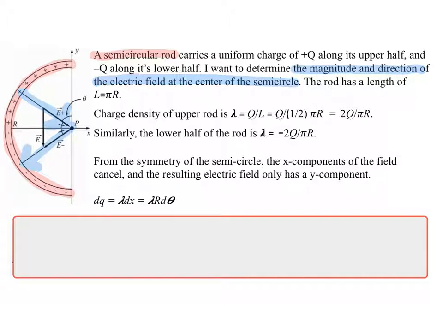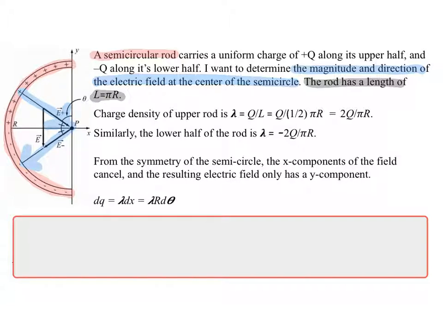All right. Then just the factoid that the rod is L equals pi r. Well, if it were a full circle, wouldn't it be 2 pi r? So this is just half circumference. All right. So relatively simple stuff there.